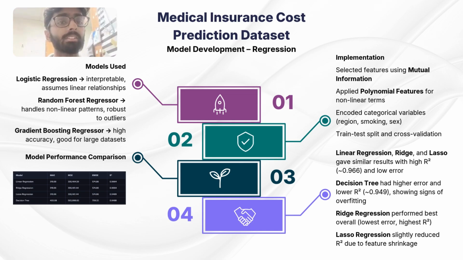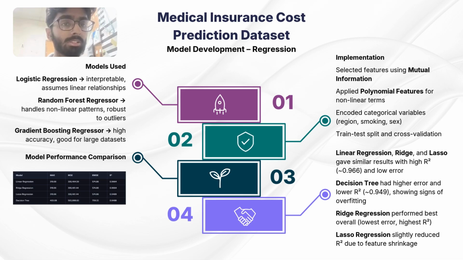As we see next, in an insurance cost prediction task, we focus on building regression models. After selecting features with mutual information and engineering polynomial features, we trained models like linear regression, ridge regression, lasso regression, decision tree regressor, and gradient boosting regressor. Ridge regression provided the best performance, achieving a high R² value of around 0.966 and a low error rate.